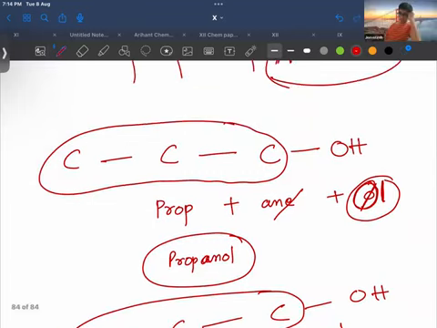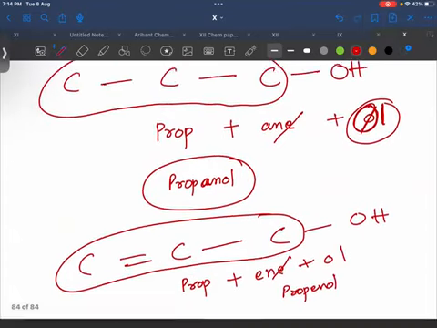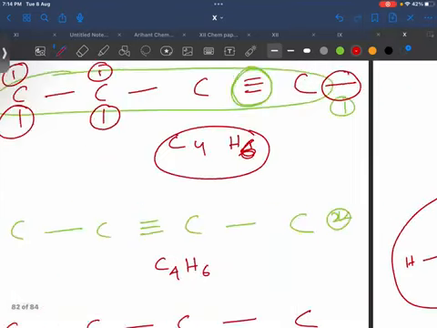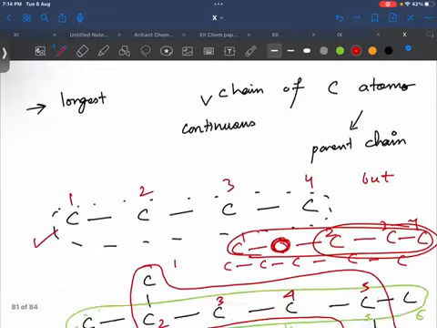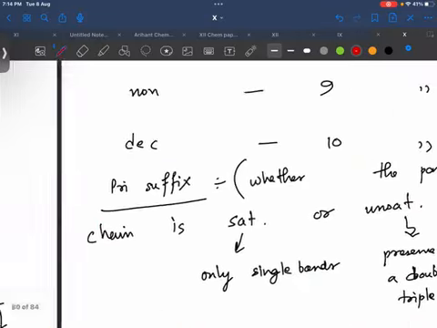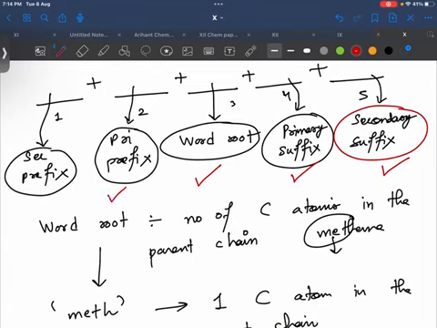Okay, so we are done with the starting ka theme. We are done with word root. We are done with primary suffix. We are done with secondary suffix. Now write down primary prefix.